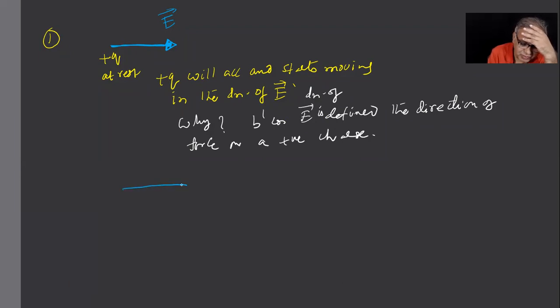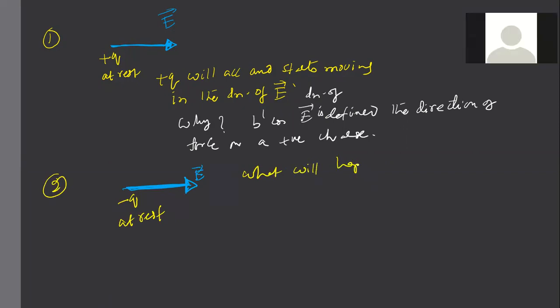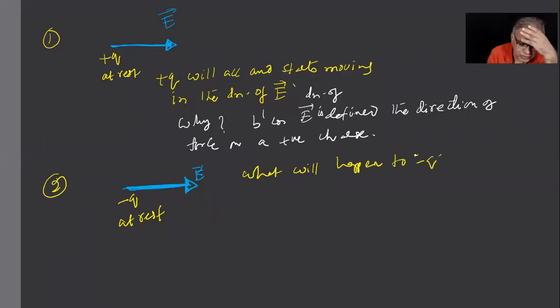Now the same E I'll put here. Now I'll leave a minus Q charge here at rest. Second example, minus Q at rest. So what will happen to minus Q? It will move away from E. Yes, what will happen to minus Q? So it will accelerate, starts moving this way. Do you follow this? Why?